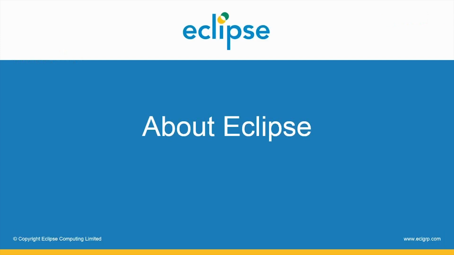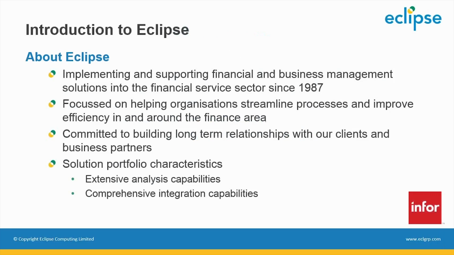So as I said, just a little bit about who we are for those of you who are not familiar with us. We are Eclipse Computing. We've been around for about 27, 28 years now. We originally started in 1987 and we set up the company in Tokyo. We have offices currently within the UK, a small branch office in the Netherlands, and we have an office in the US in New Jersey as well.